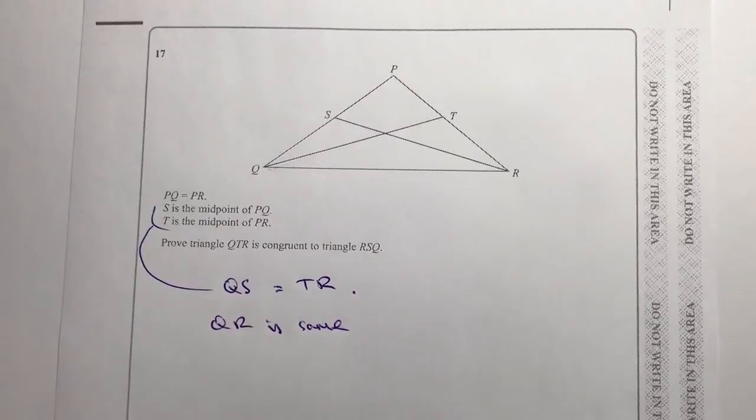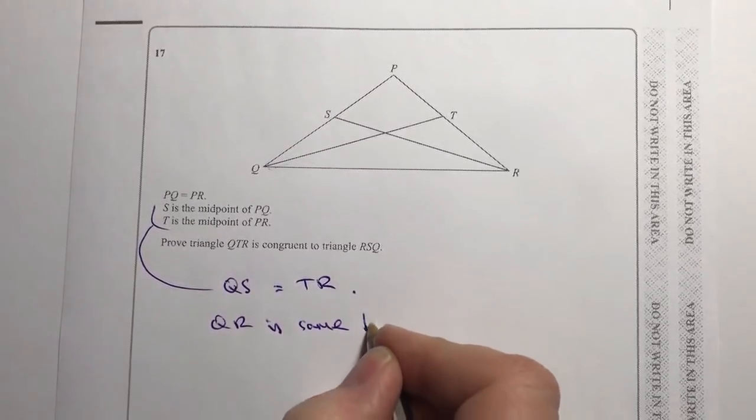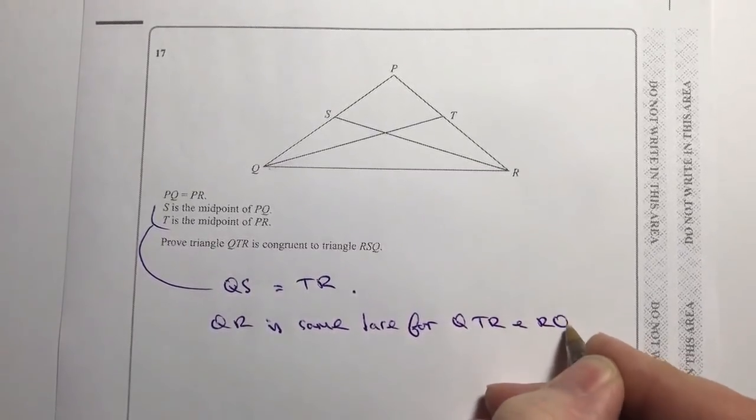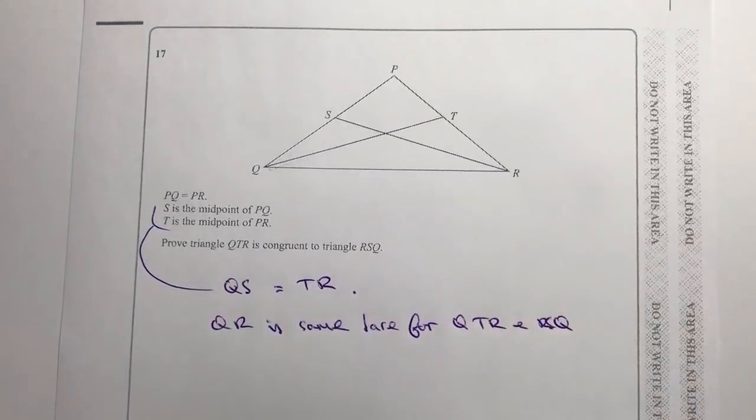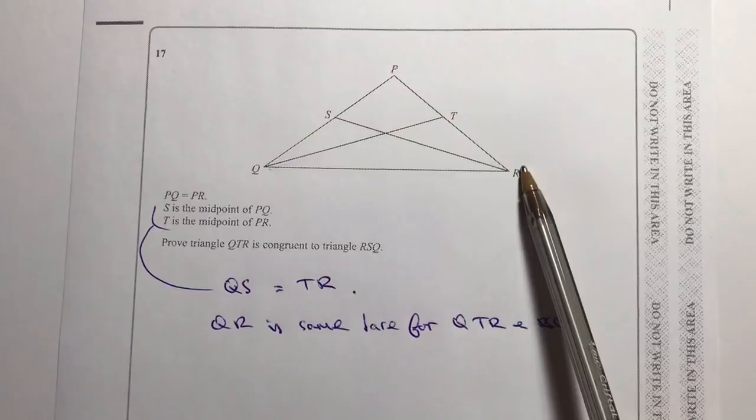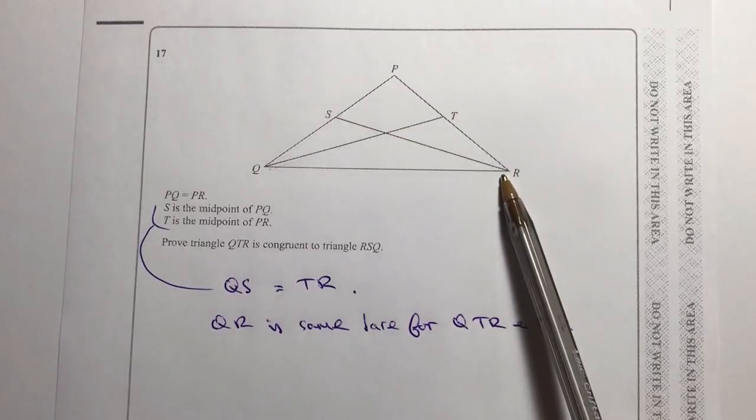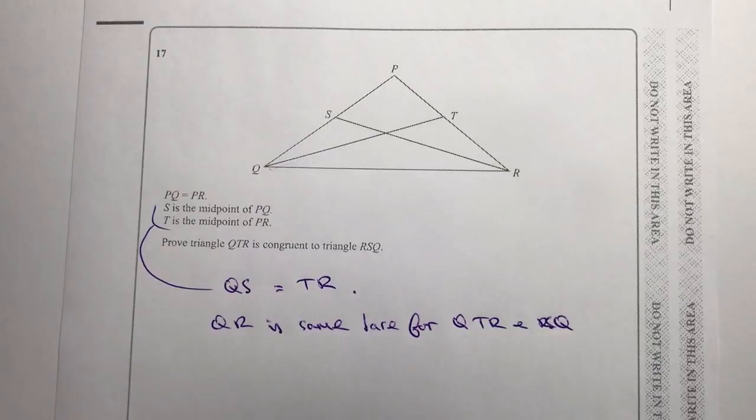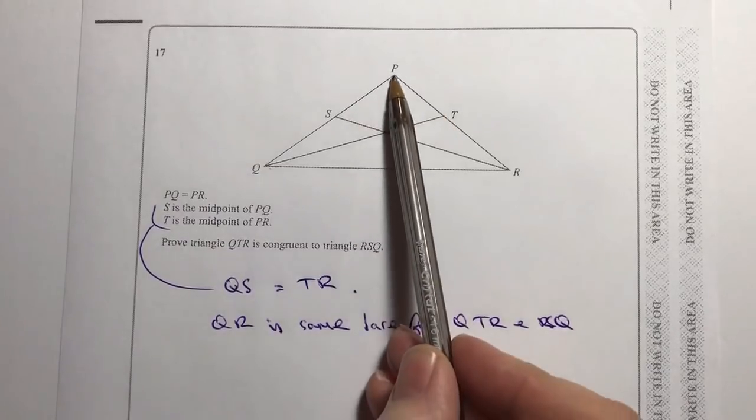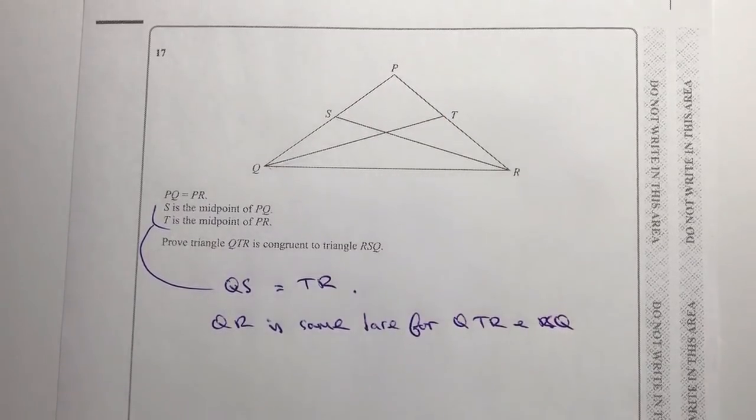If you want to, you can write it as the same base for QTR and RSQ. So we're proving two things: we've proved that this is the same length as this length, and that this is the same base for both triangles. So we've got two conditions that we've proved. The final condition that we need to prove is that if this is the midpoint and this is the midpoint, then this length and this length must be the same.